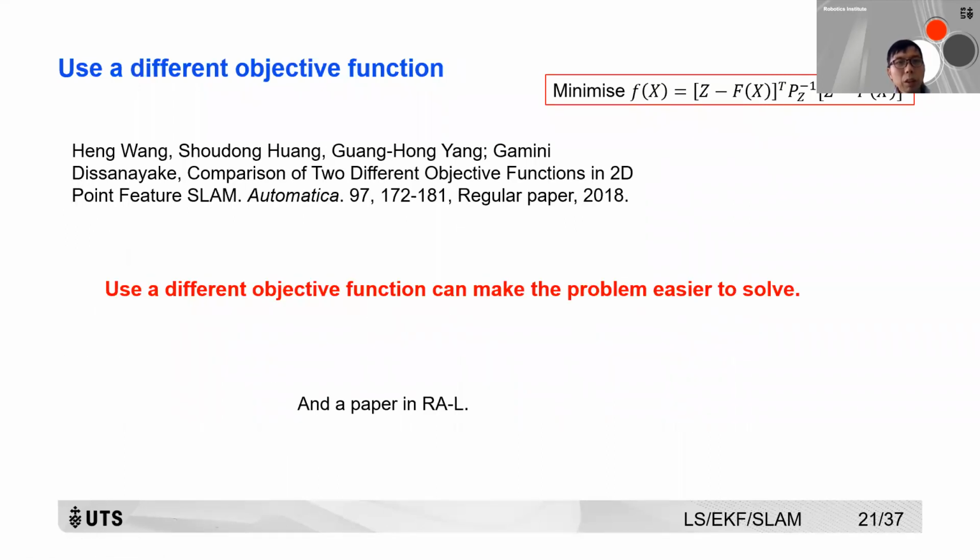We also did some work using a different objective function. This is a standard objective function, but we can define it in slightly different ways, for example, using different norms. Then we proved that using a different objective function can make the problem different. And if we choose the objective function properly, the problem can be easier to solve.